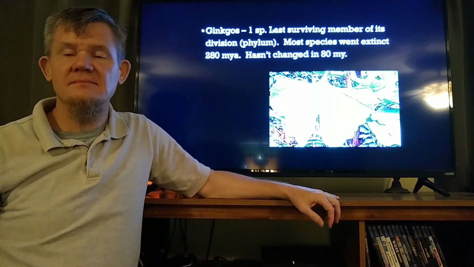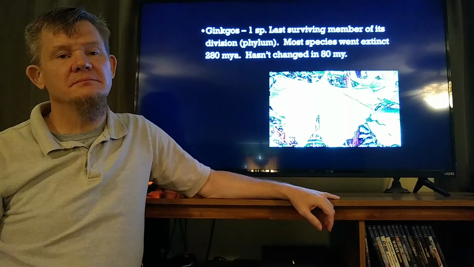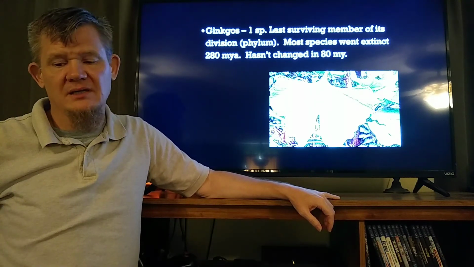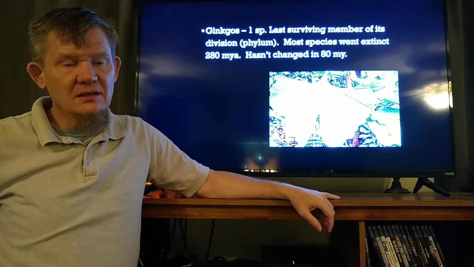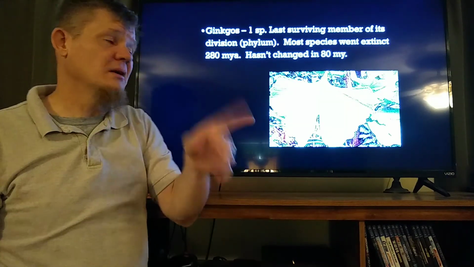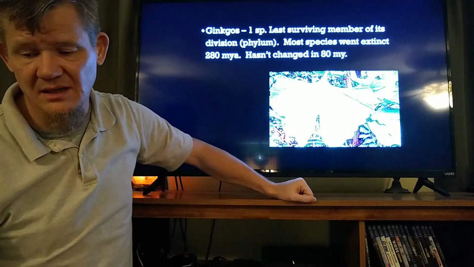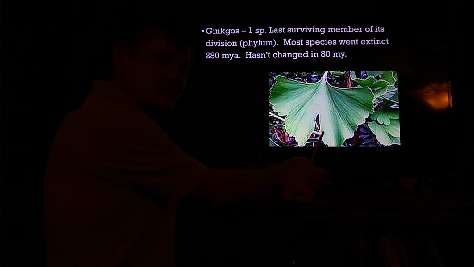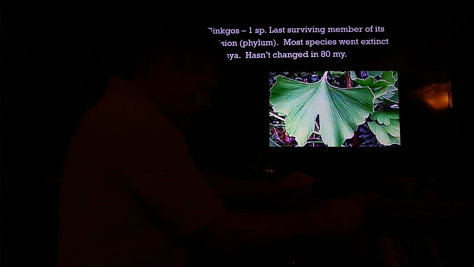Our last conifer that we're going to talk about, our last gymnosperm we're going to talk about, is the ginkgo. The ginkgo is a really interesting species because there's only one species of ginkgo. Let's look really close at this picture of the leaf. Does this look like a normal tree leaf? And the answer is no, it really doesn't.